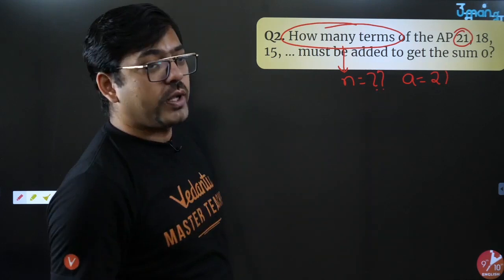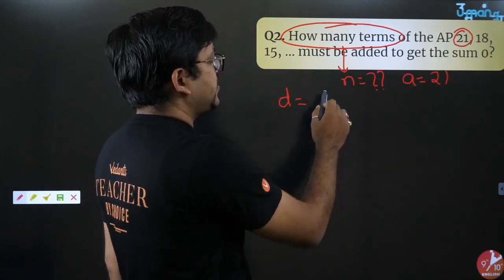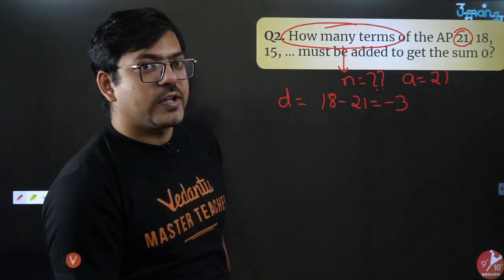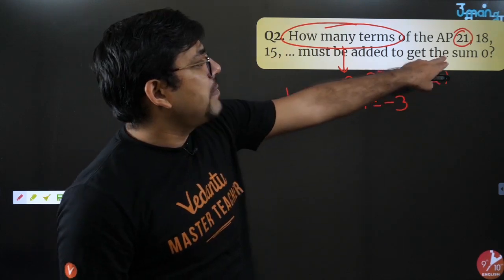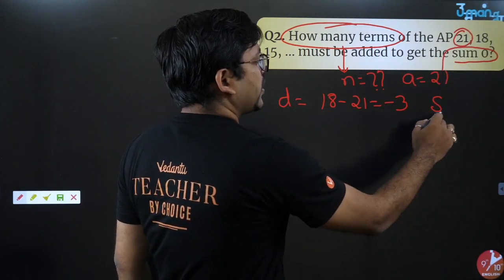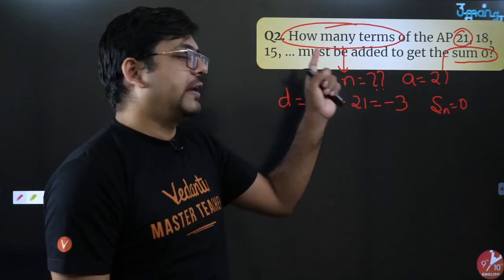a is given 21. Common difference d, yes, common difference d is given: second term minus first term, 18 minus 21. That will be minus 3. And what else is given? The sum is given. Sum is 0. Means the sum of n terms is also given. Sum of n terms is 0. And now you have to find n.